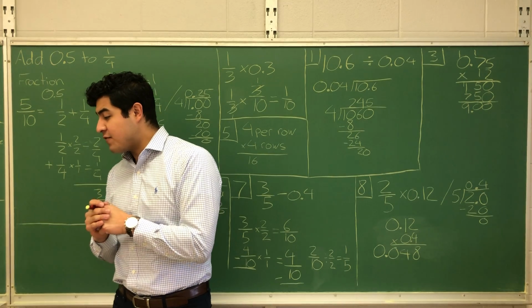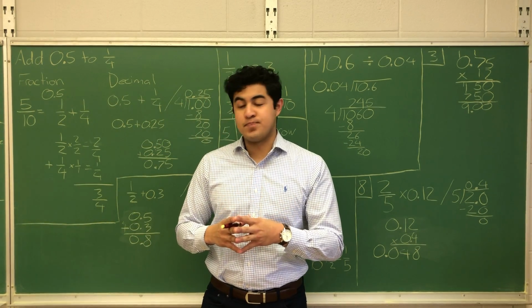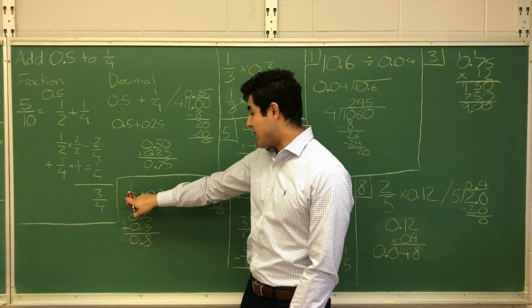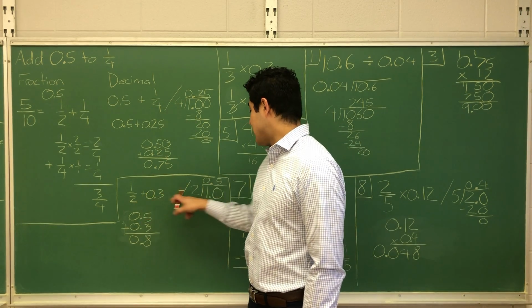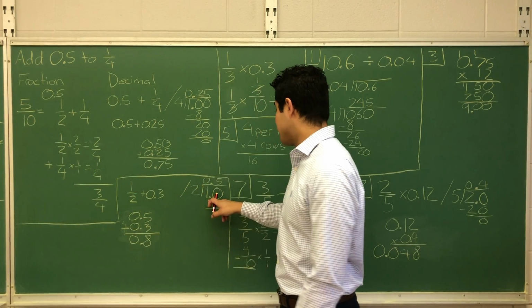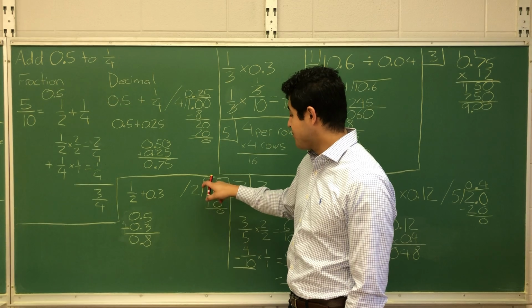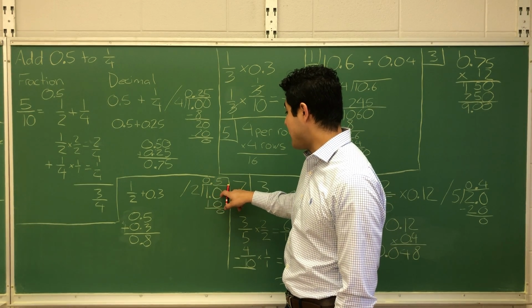We've got 1/2 plus 0.3, and we need to show the answer as a decimal. Okay, so in order to show my answer as a decimal, I need to change my fraction into a decimal. So we did the same thing we did up here. My denominator becomes my divisor. My numerator becomes my dividend. And I see how many times 2 goes into 1. And it does not, so I write a 0. I line up my decimals and I add a 0.